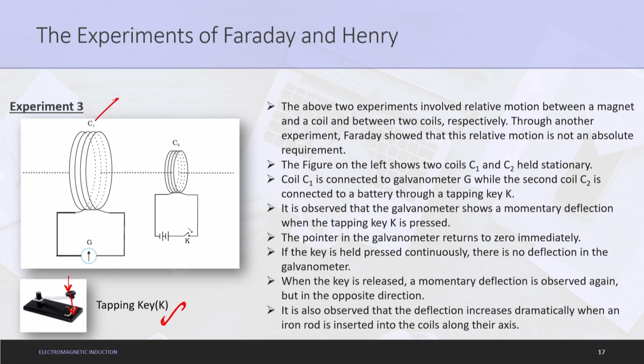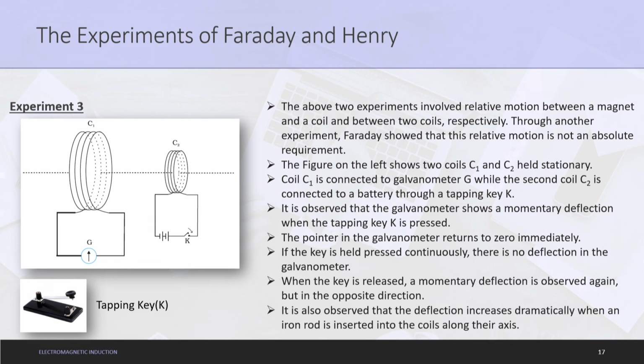You know C1 is a coil, C2 is also a coil, this is a battery, this K is a tapping key, and this G is a galvanometer. This was the only thing I needed to tell you before experiment number 3. So now let us move on to experiment number 3. I will explain it to you line by line.